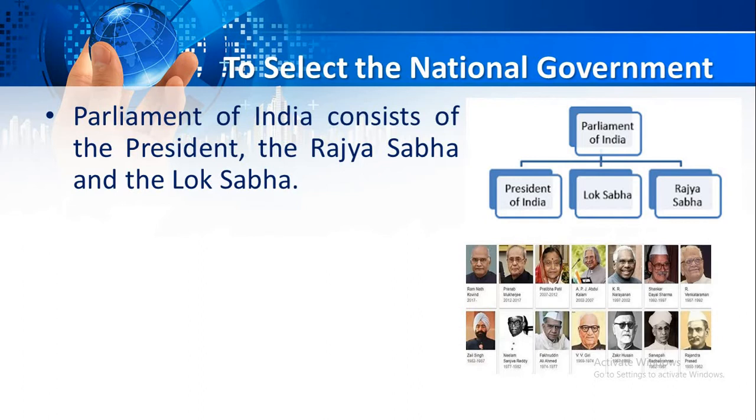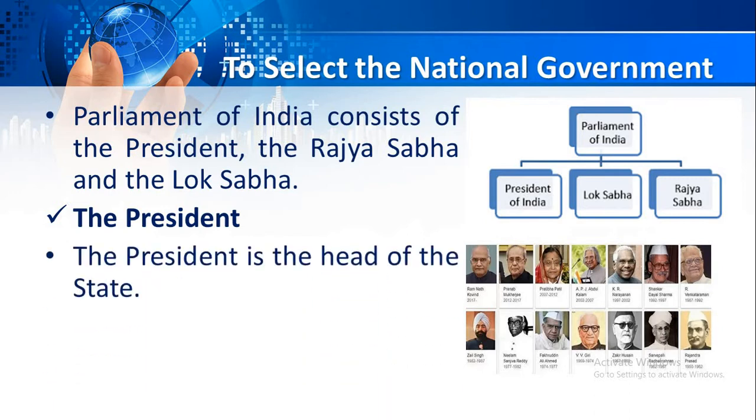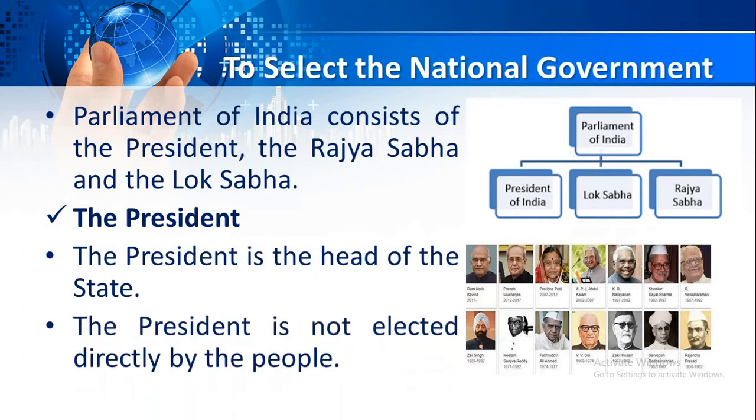Parliament of India consists of the President, the Rajya Sabha and the Lok Sabha. When we learn about President of India, we should know that President is the head of the state and he is not directly elected by the people. The President of India is elected by elected members of Parliament, that is MPs and MLAs.